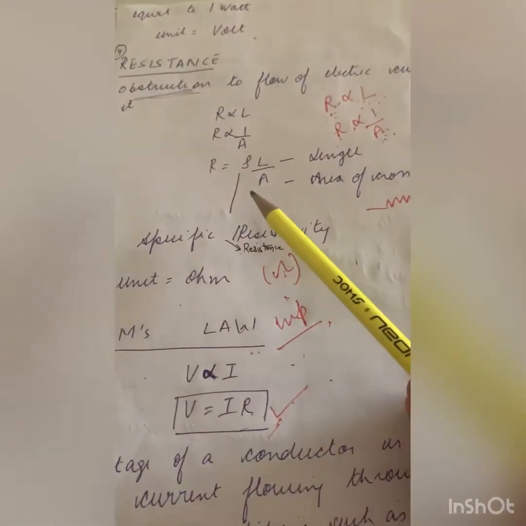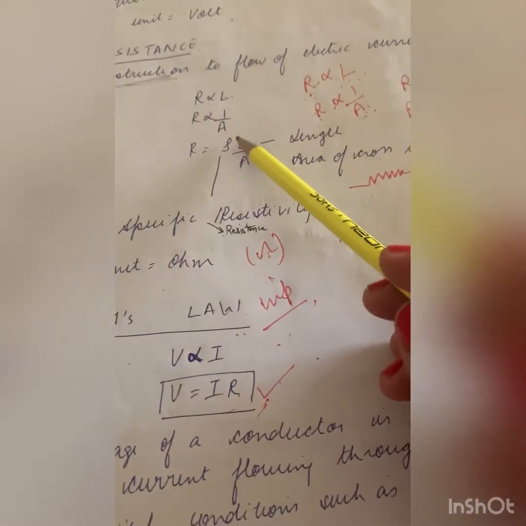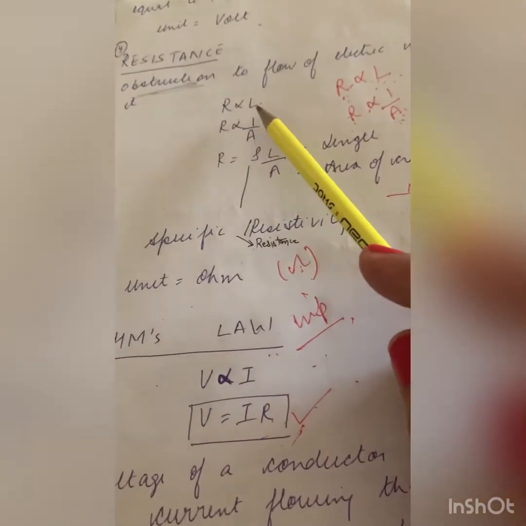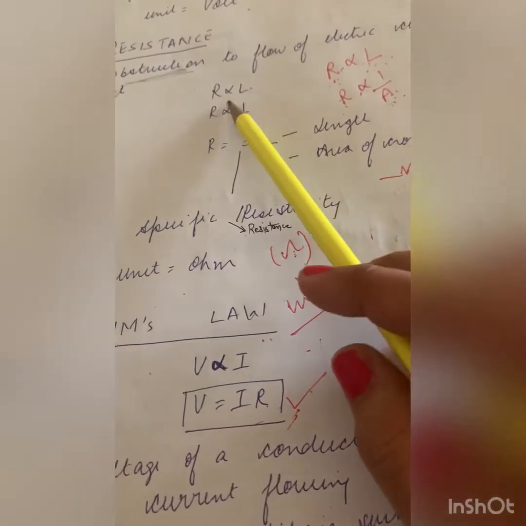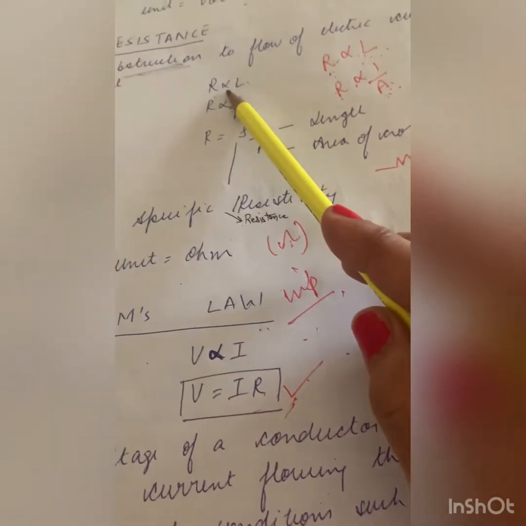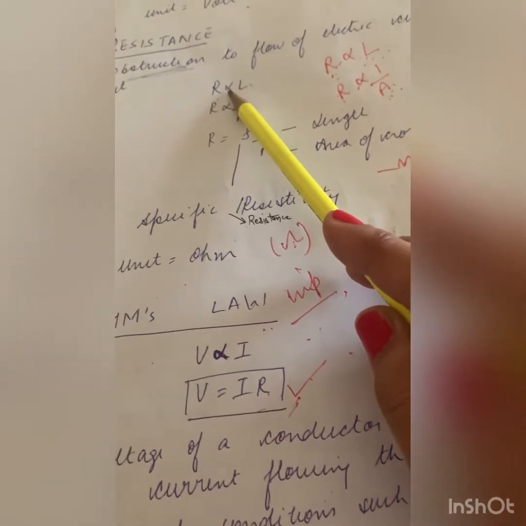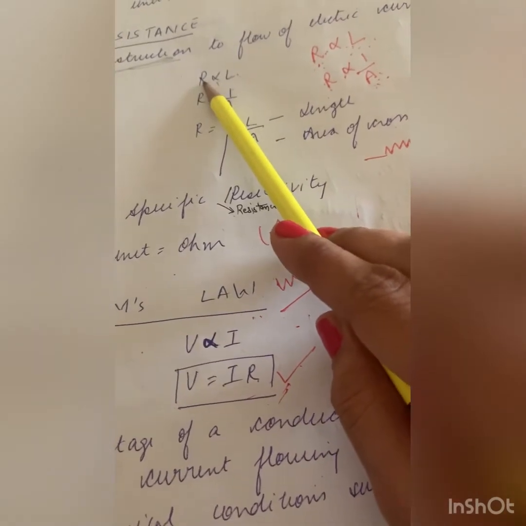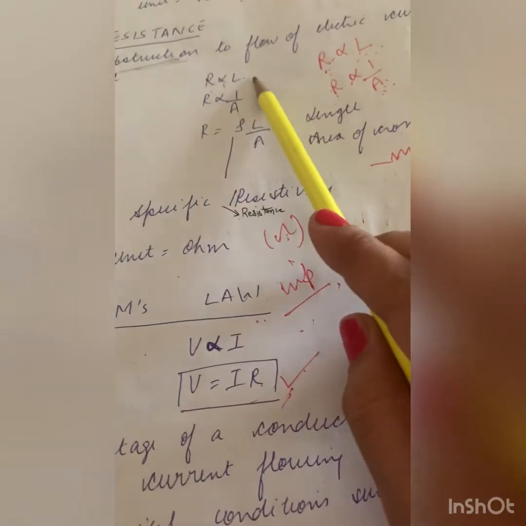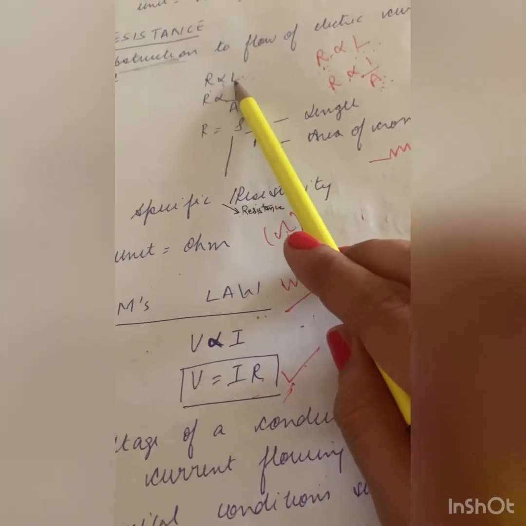Now resistance depends upon two basic quantities. First is length and other is area of cross section. R is directly proportional to L, which means resistance is directly proportional to length. This is the sign for directly proportional. Directly proportional means with increase in length, resistance will also increase, or with decrease in length, resistance will also decrease. So resistance is directly proportional to length.